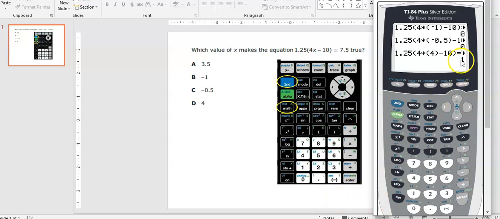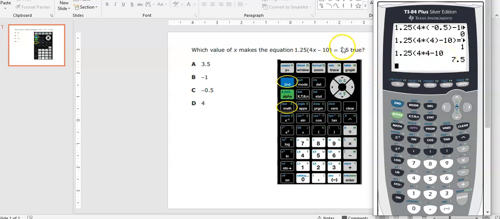So when you see a 1, that is the same thing as saying true. Okay? Now, I could have gone 1.25 parenthesis 4 times 4 minus 10, and I could see if the 7.5 showed. The reason why I like to use the test key is I forgot to close off my parenthesis, but it didn't matter because that's where it ended anyway.